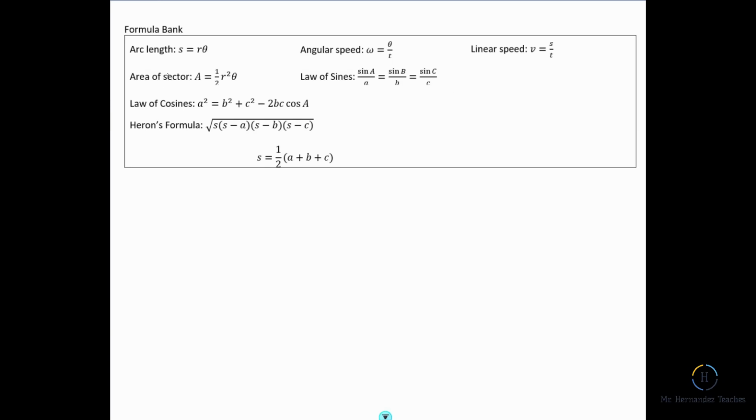All right, next we had: the arc length of a sector of a circular patio is 7.7 meters. The central angle is 105 degrees. We will want to find the diameter of the patio. So I'm going to go back to my formula chart to figure out arc length. That's S equal to R theta. All right, so I'm going to use that.